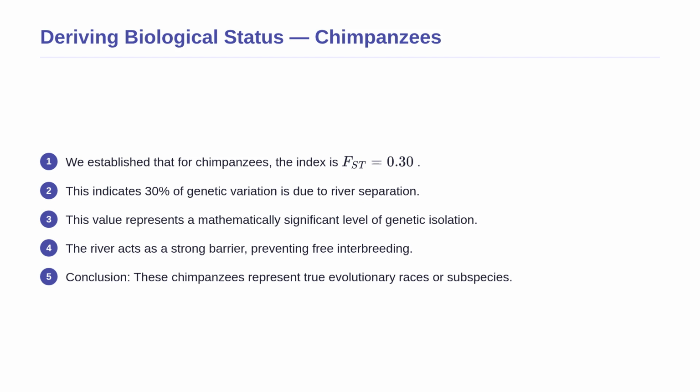The reasoning here is that the river acts as a strong, physical barrier that prevents the two groups from freely mixing and sharing genes. Because this isolation is so pronounced, we can definitively conclude that these chimpanzees represent true evolutionary races, or subspecies. Their genetic divergence is well underway.